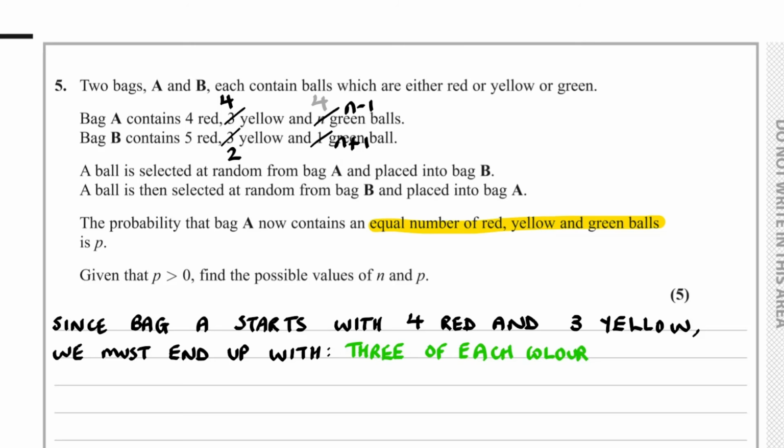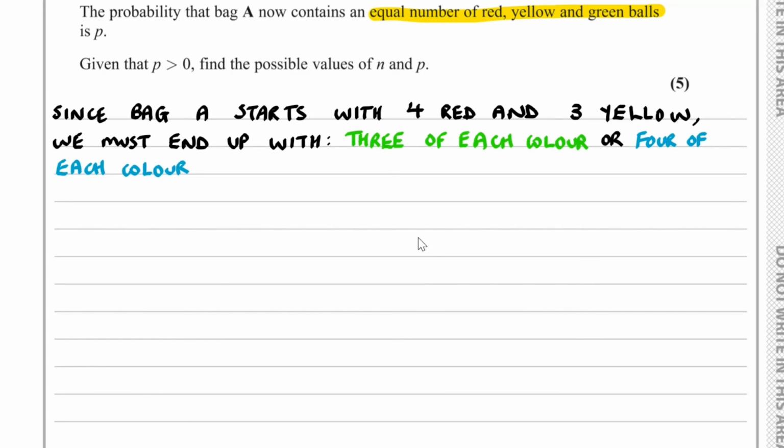So what else can we see then? We could end up with 4 of each colour. So there's 2 options here which we've just discussed. We can either end up with 3 of each colour or 4 of each colour. Now let's take each of these separately.